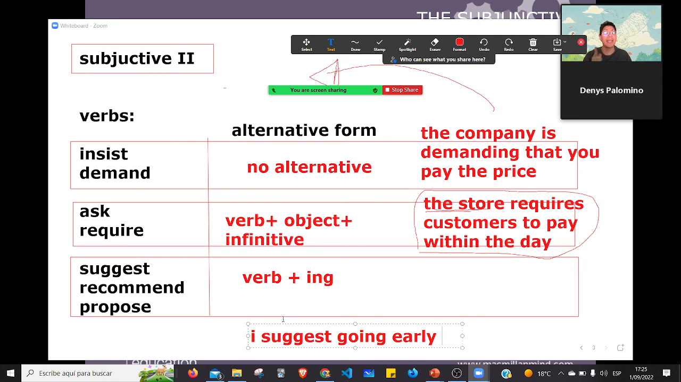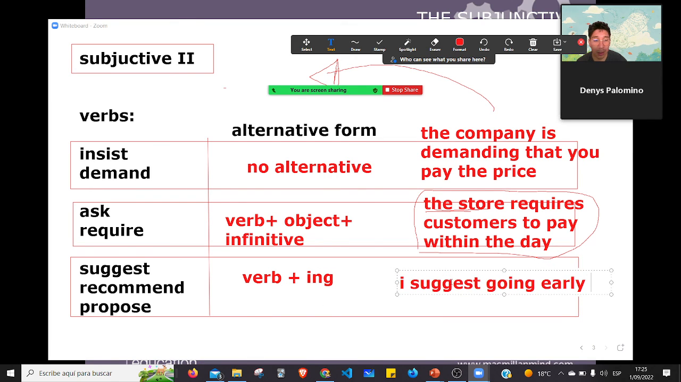Pero aquí recuerda que lo usamos para hacer énfasis. No sé si te acuerdas el objetivo del subjunctive. Do you remember? To emphasize qué cosa? Requests, orders, and recommendations. Ese es el propósito del subjuntivo. Okay, Denise, did you understand?